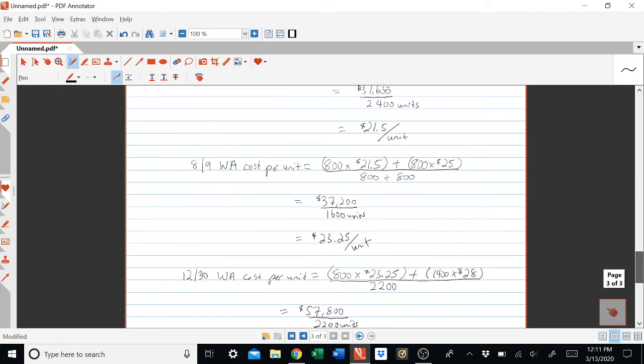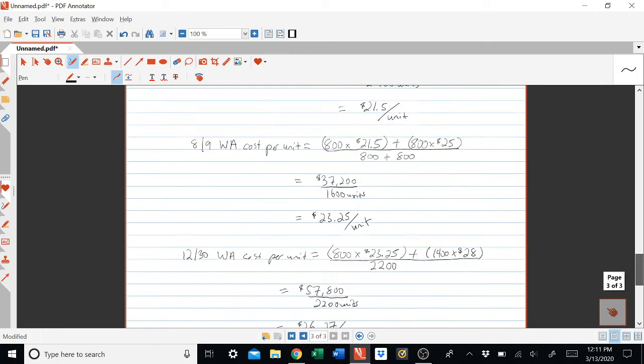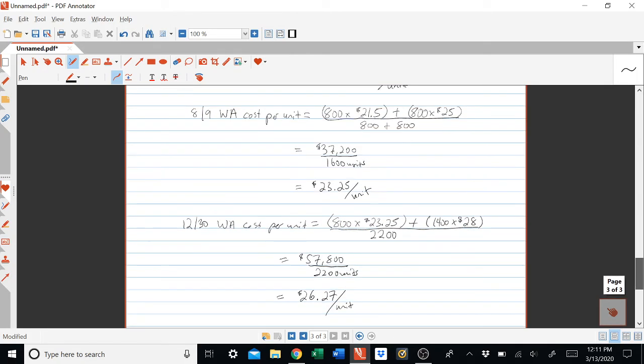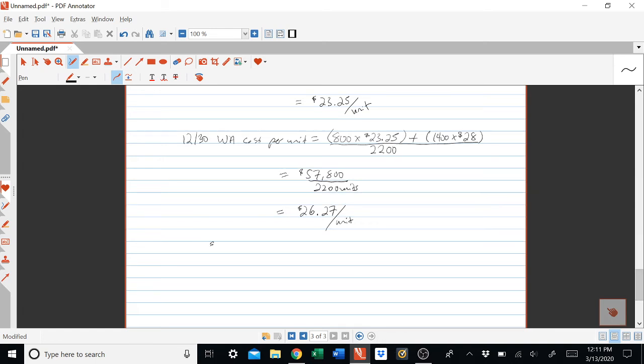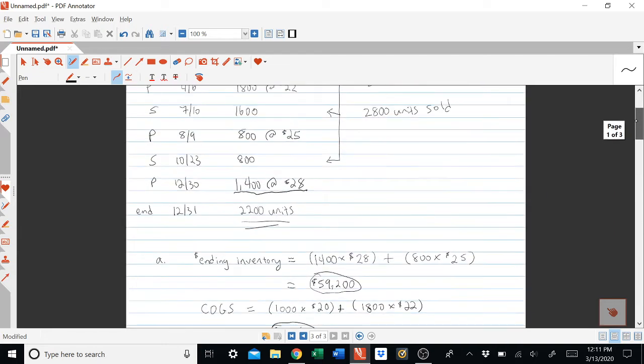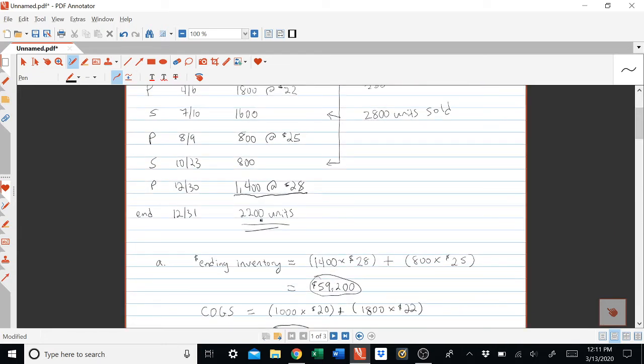Alright, now once we have these three weighted average costs per unit, one as of each purchase date, then we can calculate the dollar value in ending inventory and the dollar value of cost of goods sold. The dollar value of ending inventory, how many units are left at the end? There's 2,200 units left at the end.